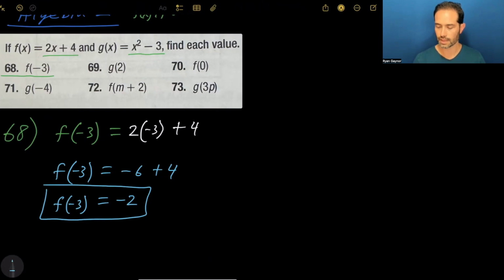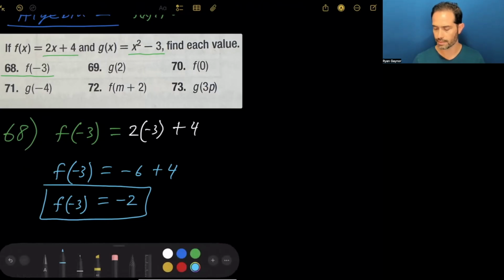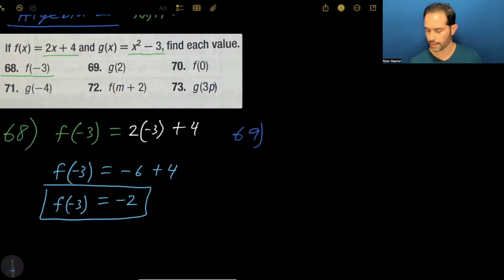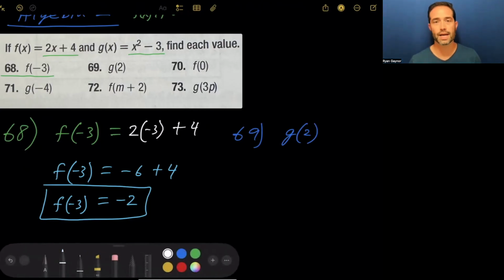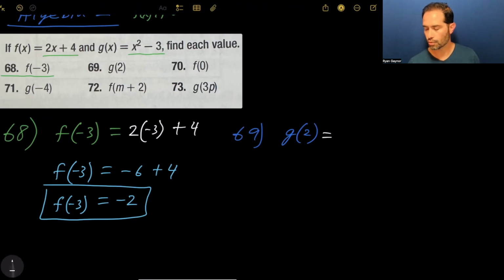Okay, now let's do, actually we are going to do number 69 because it's showing the g of x, so I want to demonstrate that. So here we go. Number 69, we have g of 2. Okay, so what does that mean? Well, that means that we're now going to use the g of x equation, which is the x squared minus 3. So we write equals, we use the parenthesis because 2 is the x, right? G of 2. So 2 is the x squared minus 3.